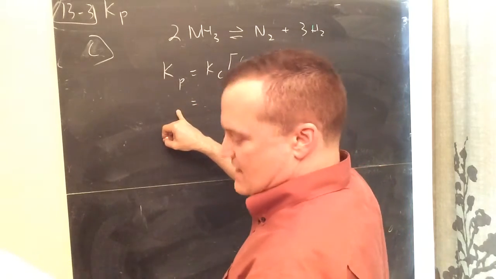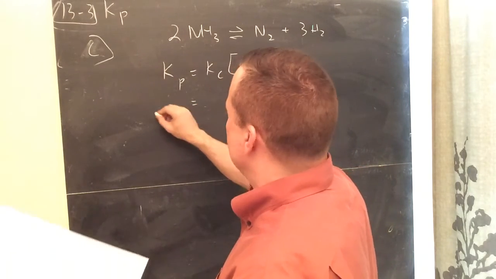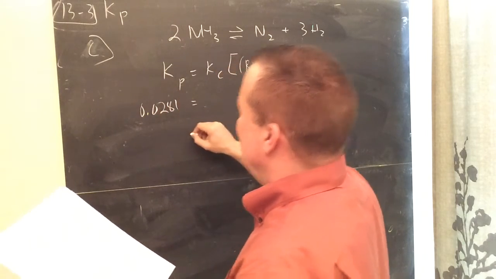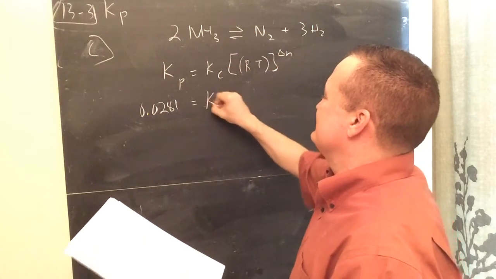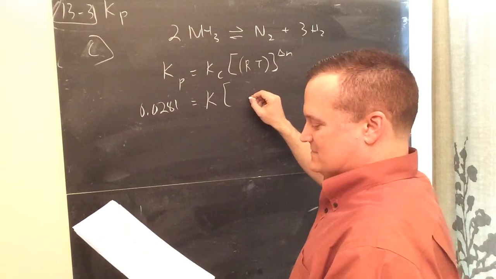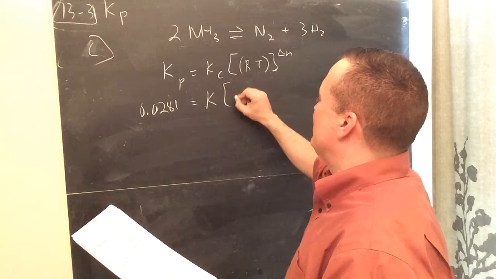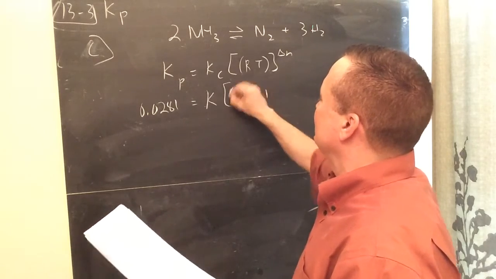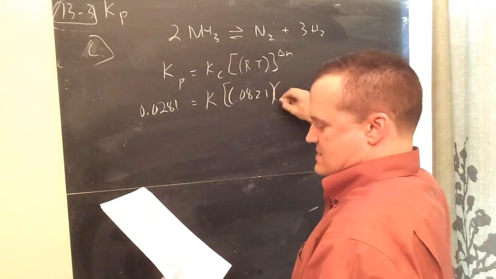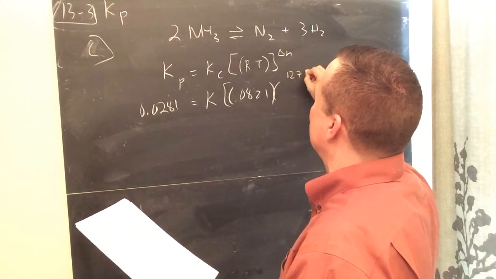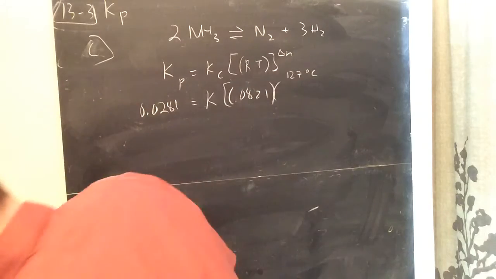So this time we know Kp is 0.0281. That's weird, 0.0281. Maybe I made that problem up, or maybe not. It looks so goofy. Okay, R is going to be 0.0821, and temperature is going to be 127 Celsius. There it was. I'm waiting for it to catch you. So make sure you Kelvinize that.